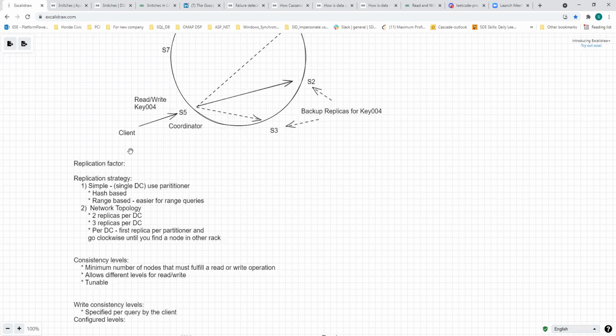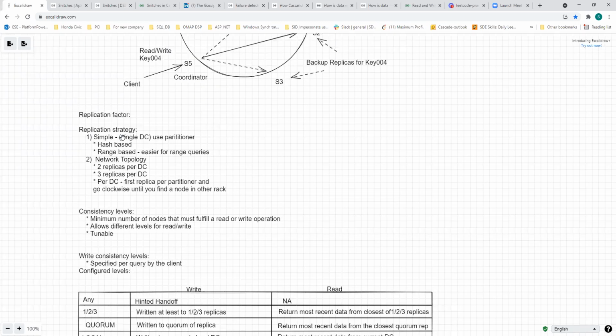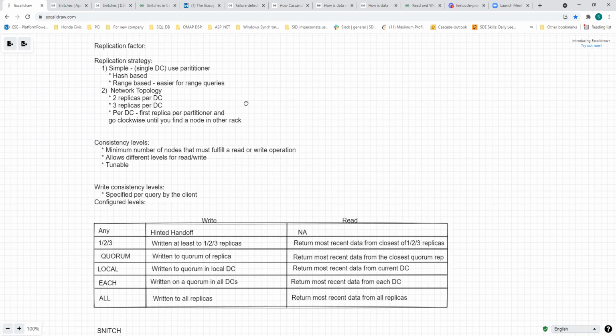Then we have replication strategies. There are two different types of replication strategies. One is the simple and the other is the network topology, which was not there in Dynamo. The network topology strategy is where we have replicas in different data centers. So that was the replication in Cassandra.